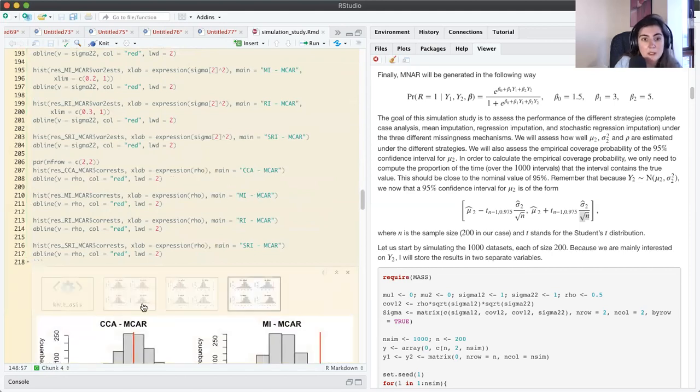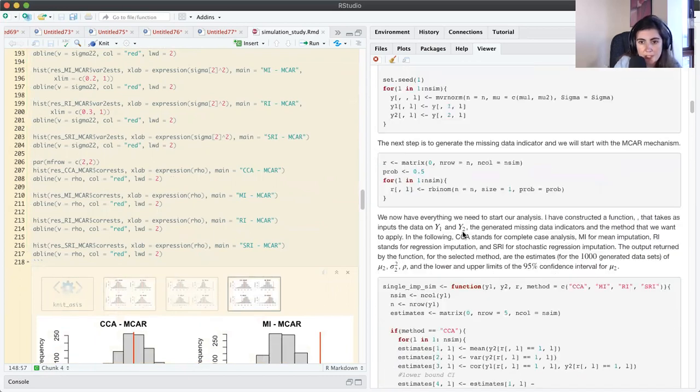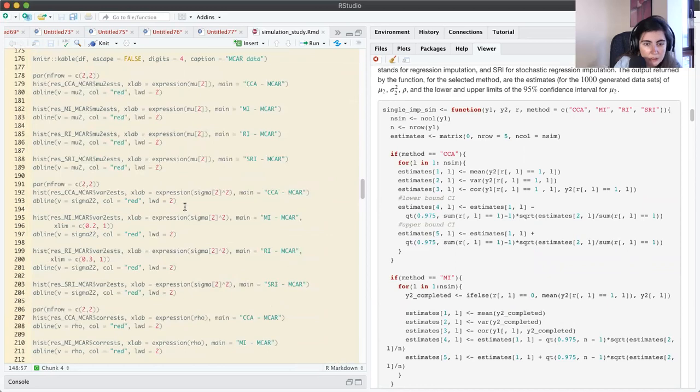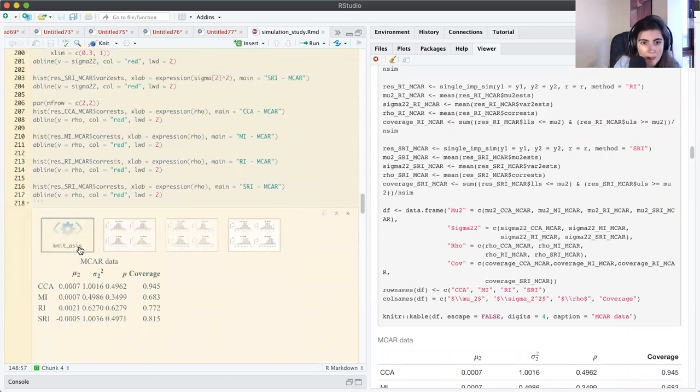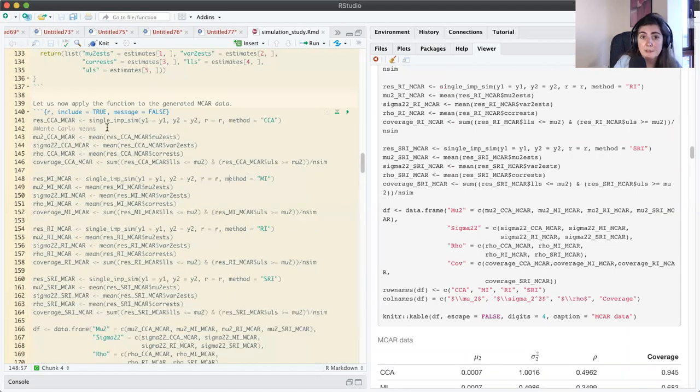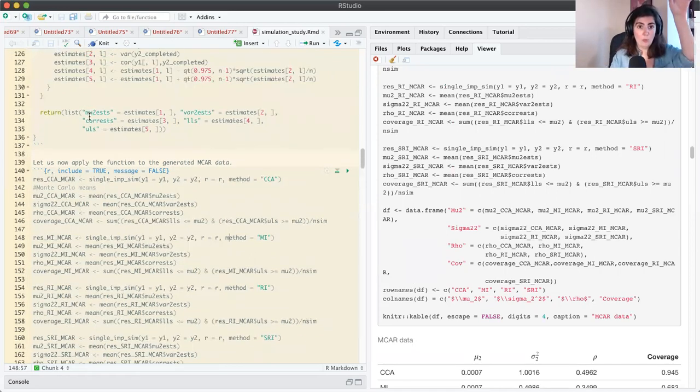This might take a while. Okay, so what I have done is I have applied the function using each of the methods that we are interested in, and what the function returns is an object, a list, and this list has 1,000 estimates for the mean of y2, 1,000 estimates for the variance of y2, 1,000 estimates for the correlations between y1 and y2, 1,000 lower limits for the confidence interval, and 1,000 upper limits, right?